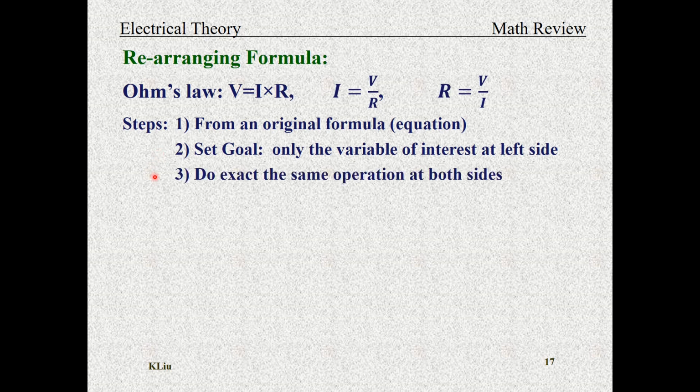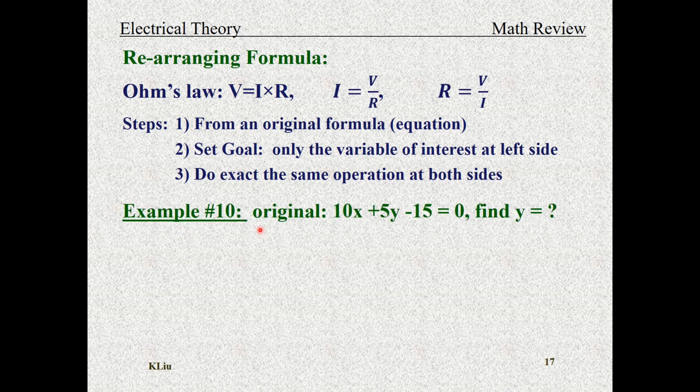3. How to achieve it? We do exactly same thing on both sides step by step. What to do? Remember the goal. At the left side, get rid of everything else except the variable of interest. Let's use an example to explain it.